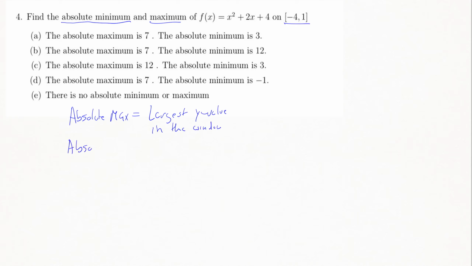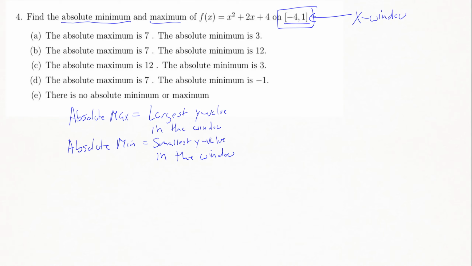Whenever I'm looking for an absolute min, I'm looking for the smallest y value in the window. And when I say in the window, on any absolute max min problem, you're going to be given an interval to work with. This -4 to 1 is your x window that you're going to want to make sure you lock in when you're graphing this equation, because we don't care about maxes and mins that happen outside of that window. We only care what's happening inside of that window.